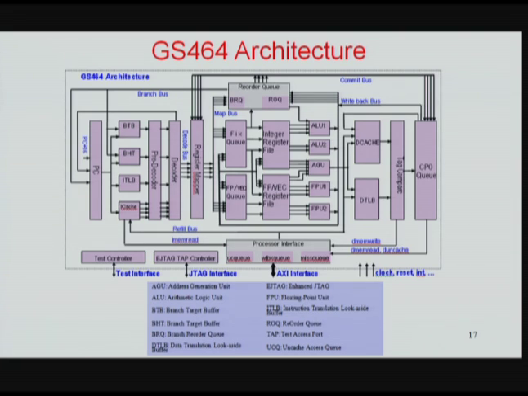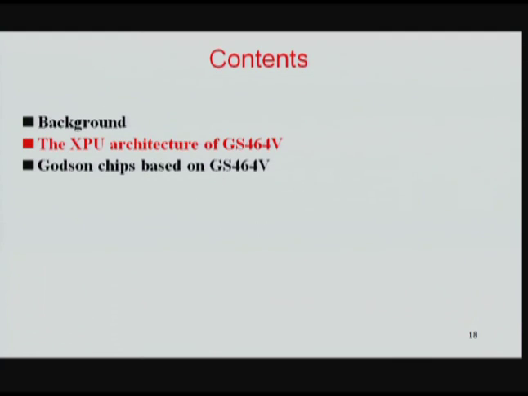It's this architecture. We can see here the branch target buffer, branch history table, and so on. Register renaming, fix point queue, and floating point queue, a flat structure for each architecture.